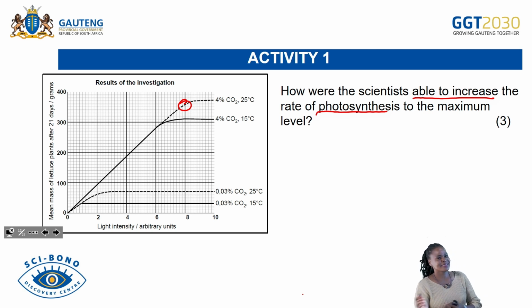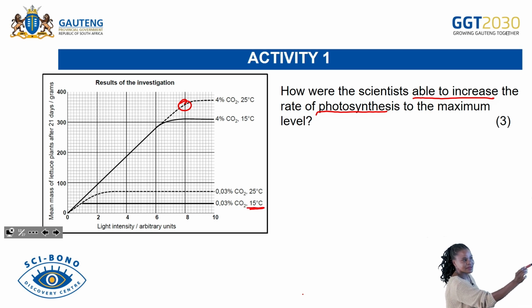By increasing the what? The light intensity. The temperature from what to what? At the beginning, the temperature was? You can't see. Okay, at the beginning, the temperature was 15 degrees Celsius. And then it was now increased to what? To 25 degrees Celsius. Can you see that? Yeah, you are correct when you say they were able to increase the temperature from 15 to 25 degrees Celsius.